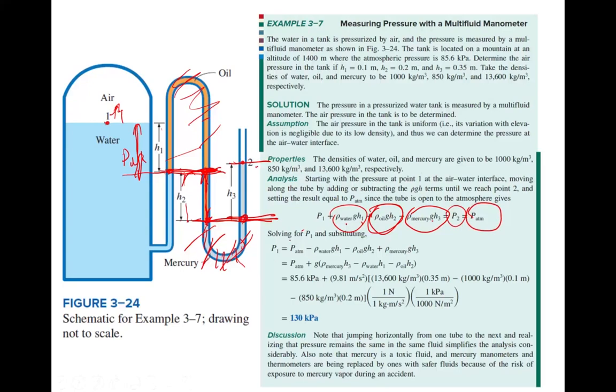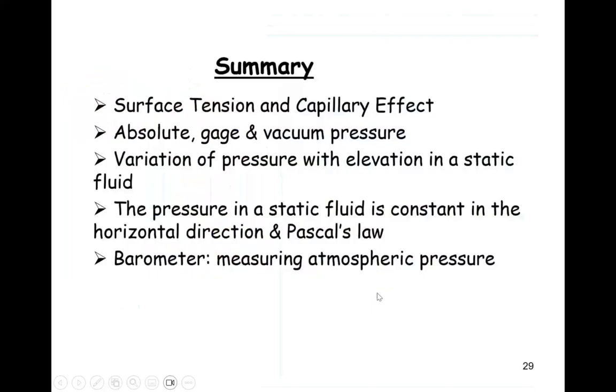Then which one is unknown? Now that we wrote this whole equation, rearrange the equation for the unknown value. The unknown value is P1. And then this equation now becomes this equation. So we put in the numbers and then do the calculation. Eventually we found what the pressure at P1 is, which is 130 kilopascal. I hope that you understand now how pressure works.